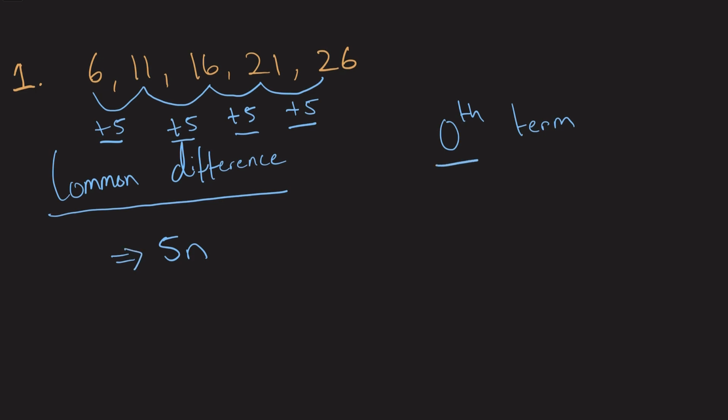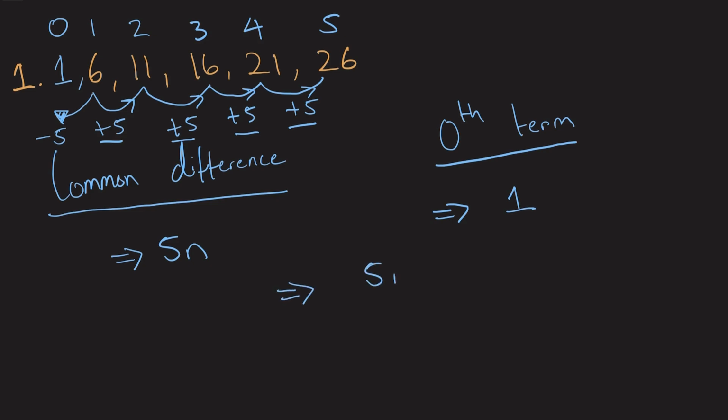Now how do we work out the zeroth term? So 6 is the first number in the sequence, so we put a 1 on top of it. 11 is the second, and so on. So if we're going up in fives, and we want to work out what the zeroth term could be, we have to do the opposite, which means we have to do minus 5, which gets us 1. That means the zeroth term is 1, which leaves us with a final answer of 5n plus 1, which is a solution for this sequence.